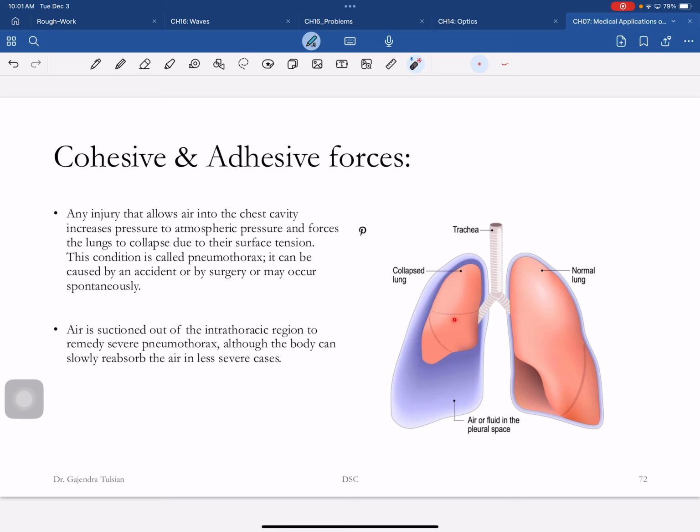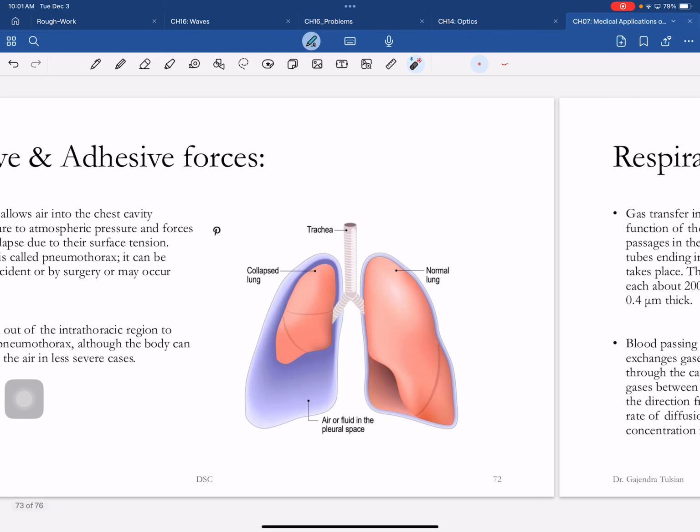So here's a collapsed lung. Air or fluid in the pleural space. Air is suctioned out of the interthoracic region to remedy severe pneumothorax, although the body can slowly absorb air in less severe cases.